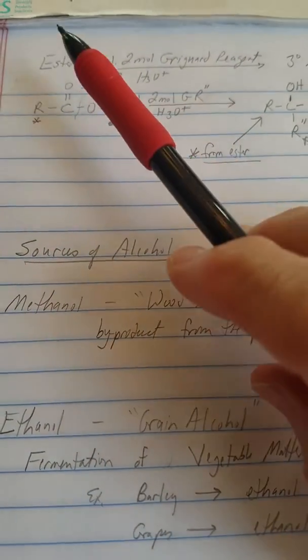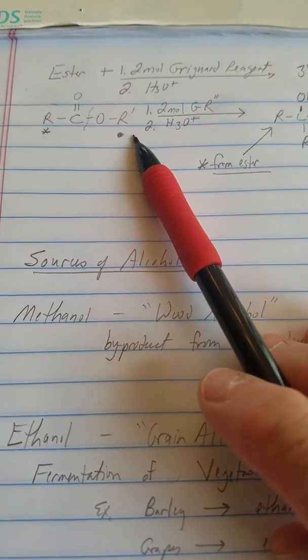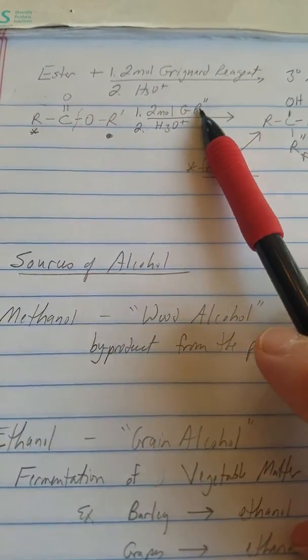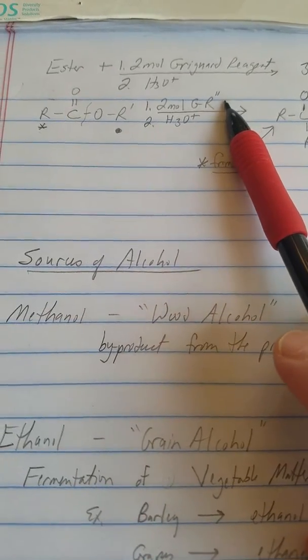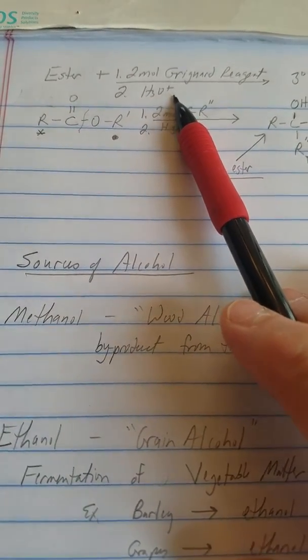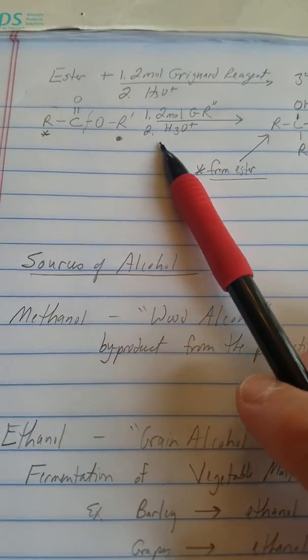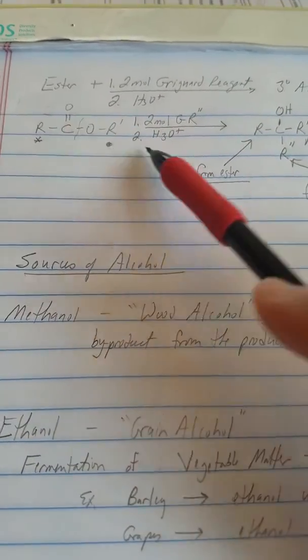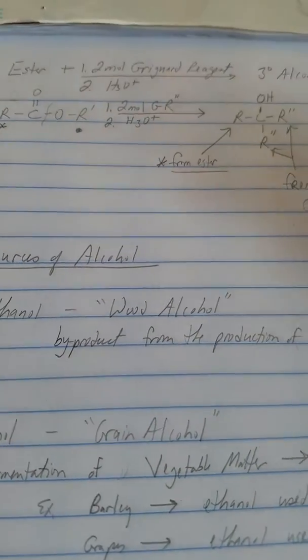The first reaction, you have an ester. So here's our basic ester. It's going to react with 2 moles of the Grignard reagent, where the alkyl groups on the Grignard reagent are the same. And then, of course, you're going to use an acidic environment to provide you with the hydrogen that's going to break the carbonyl-carbon like we've done in some of the reactions in the past.